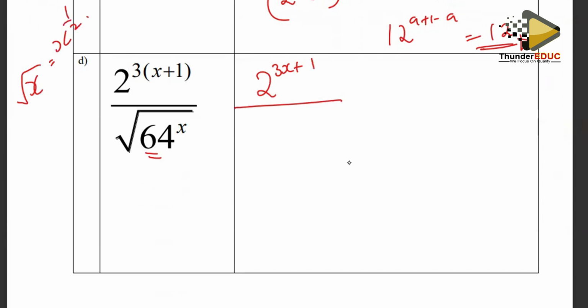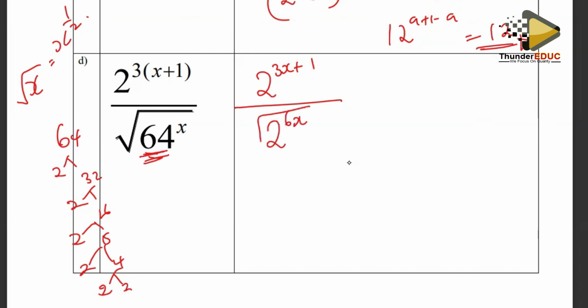Okay, so let's express 64 as a base of 2. Divide by 2 is going to be 32. By 2 is 16. By 2 is 8. By 2 is 4. By 2 is 2. That's 1, 2, 3, 4, 5, 6. Okay, so I'll have 2 to the 6x under the root sign. So we're going to divide this by 2.